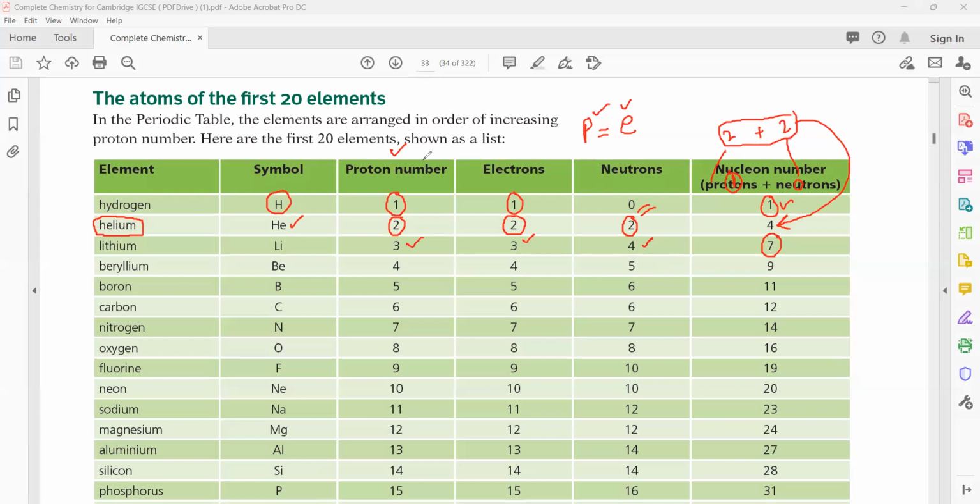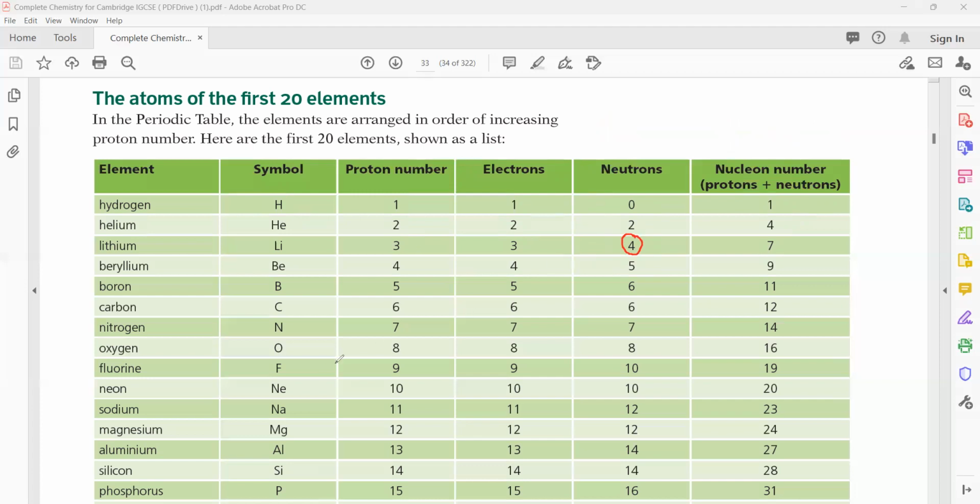This is only for this. If you know the proton number, the electron number will be the same. They are equal. But the neutron number is not always equal; it may be equal sometimes and may not be equal. That's the reason that in lithium you will see there are 4 neutrons.